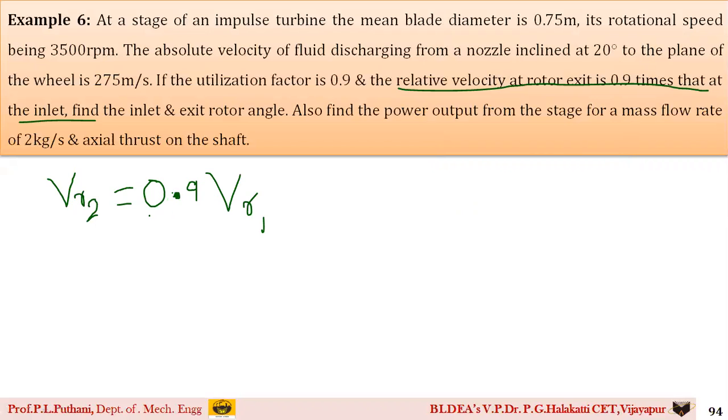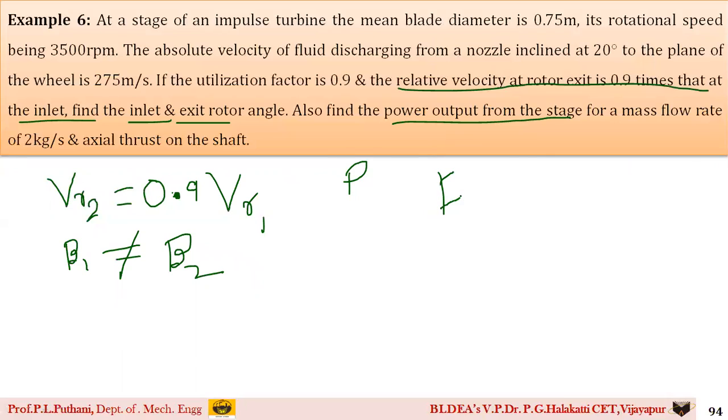It is equal to some constant term, that is 0.9, which obviously means beta 1 and beta 2 are not the same. When this is the case, you have to find them differently. That is the reason you have to find the exit angle and rotor angle separately. Also find the power output from the stage, that is power P, and he has given the axial thrust, that is Fa.